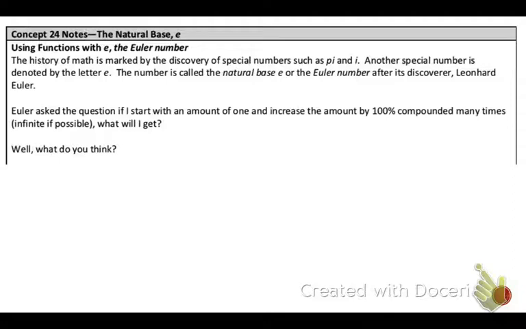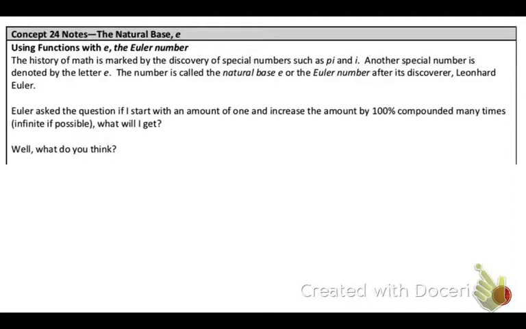So the history of math is marked by the discovery of special numbers, such as pi, that's the ratio of the circumference of a circle to its diameter, and i. So pi was a discovery. i was a development. Another special number that has been discovered is denoted by the letter e, and notice it's like a lowercase cursive letter. This number is called the natural base e because it occurs in many exponential situations, things that are raised to a power, and this base emerges.